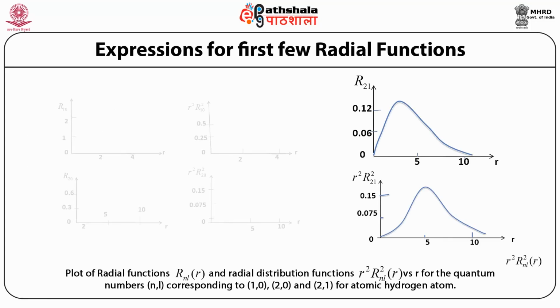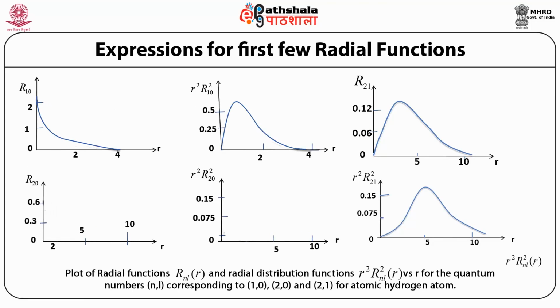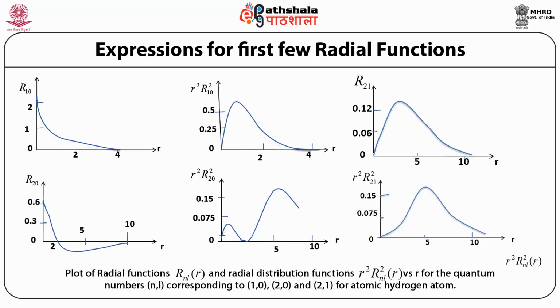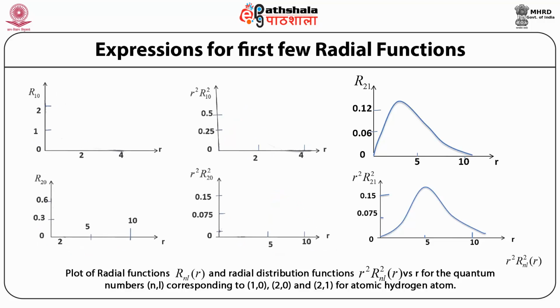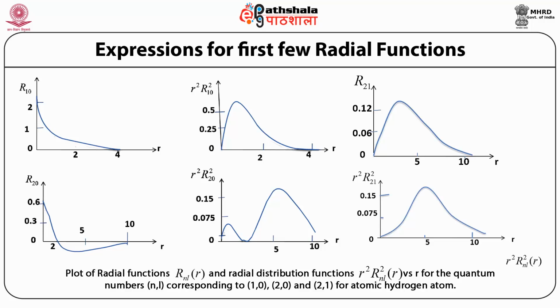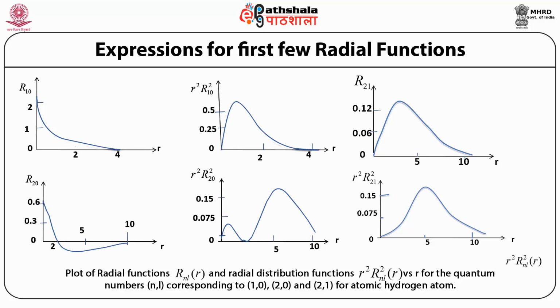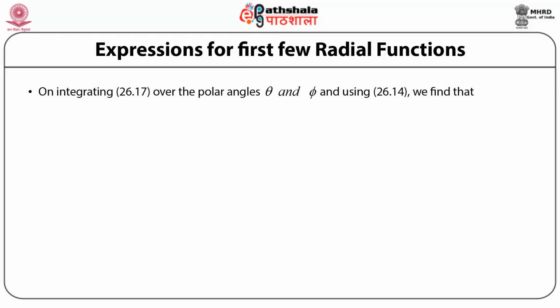Now students, these are the graphs or plots of the radial functions R_nl(r) and radial distribution functions r square R_nl square versus r, for the quantum numbers nl corresponding to 1 0, 2 0 and 2 1 for atomic hydrogen atoms.